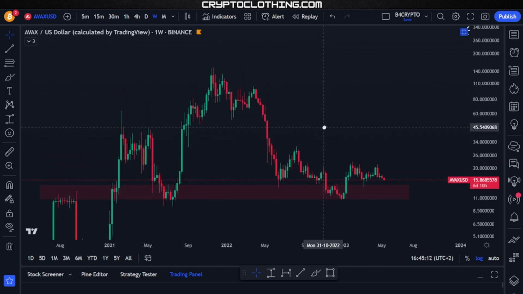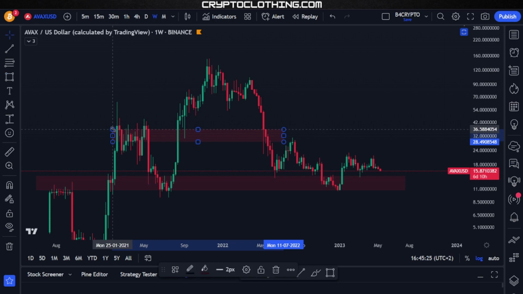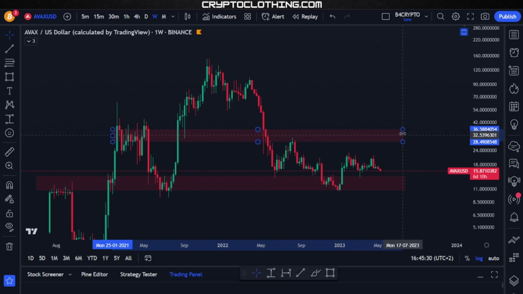So now we know exactly where our support is. Now we come to the next very important level. We're going to take the previous major resistance, and that was roundabout here, and we're going to drag it all the way to this major resistance area, where we can see, yes, Avalanche had major resistance over here, and we're going to drag it all the way back to this point.